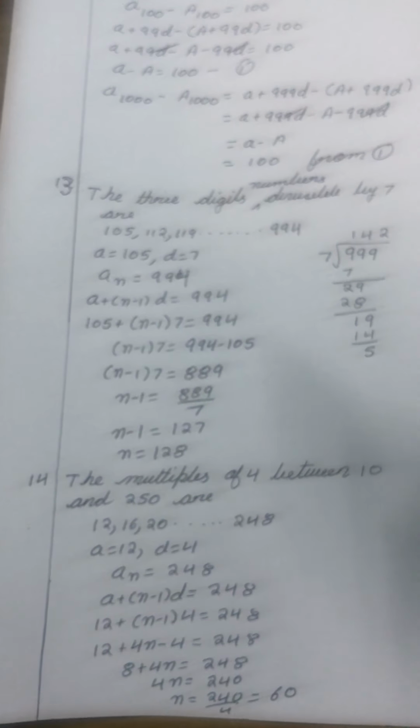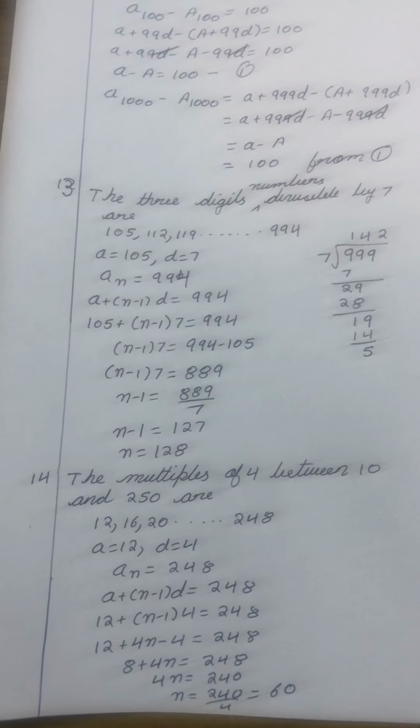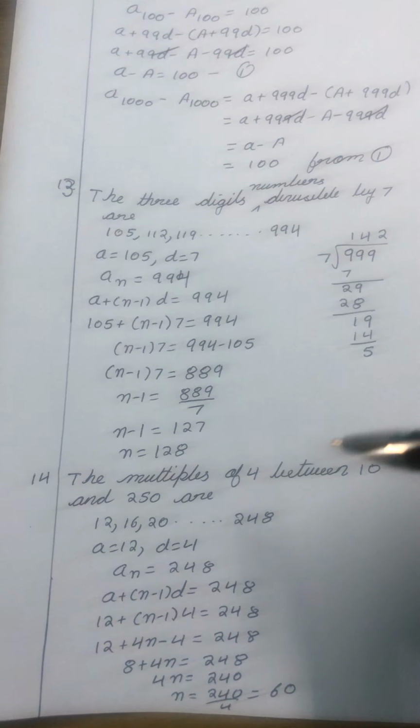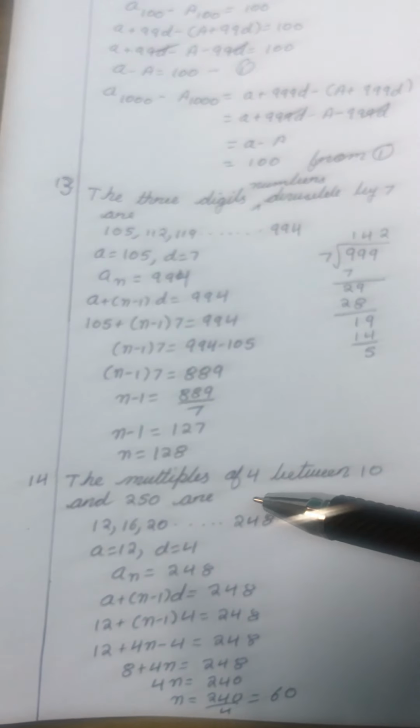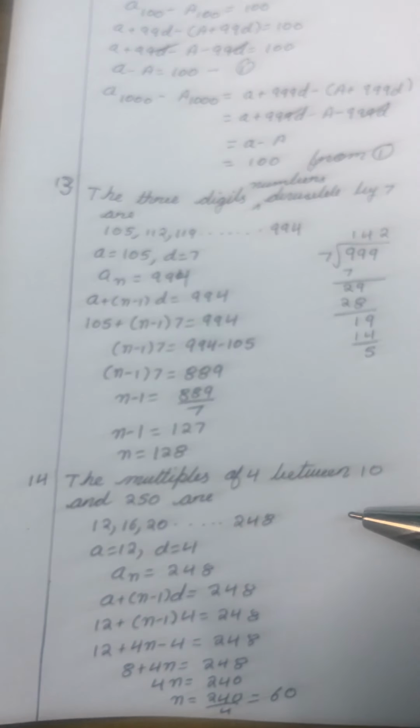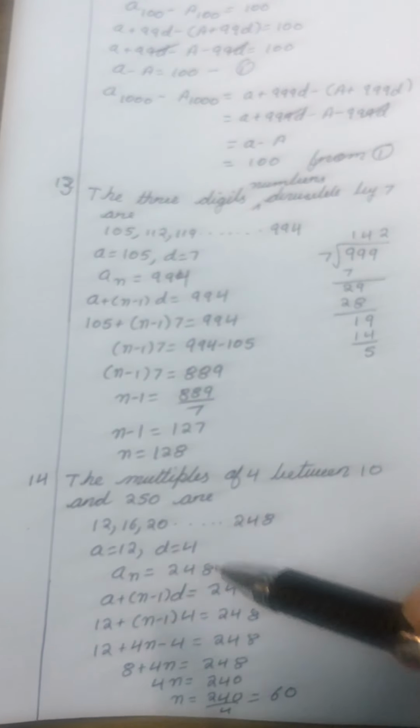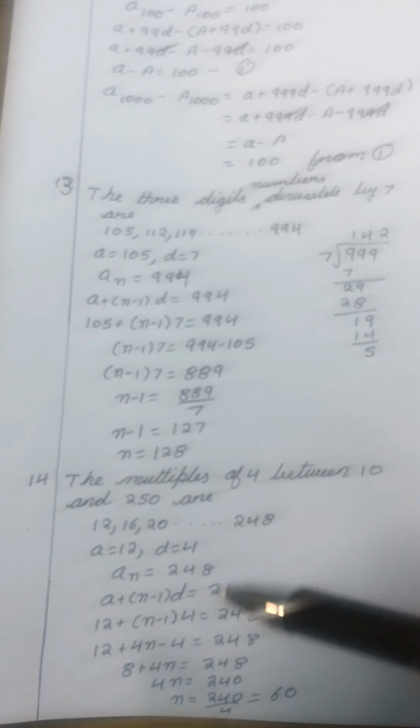Same way, we have to check from the last by dividing 250 by 4. 250 is not divisible by 4. 249 is not divisible, 248 is divisible by 4. So between 10 and 250, the last number which is divisible by 4 is 248. That means this is our nth term. So a is 12, d is 4, an equals 248.